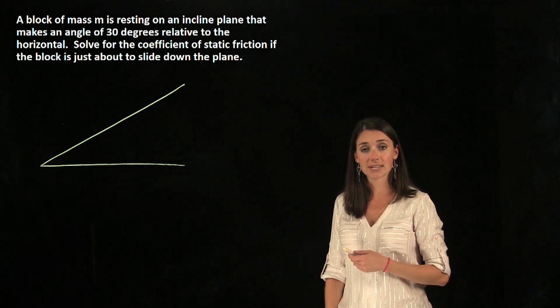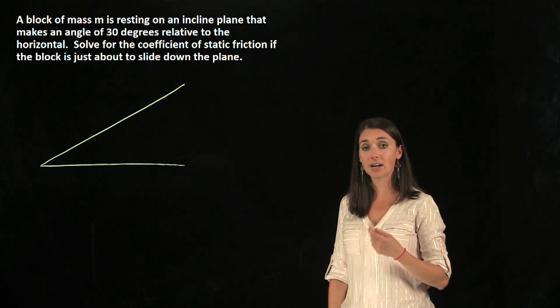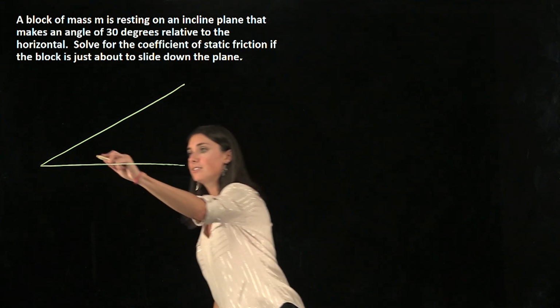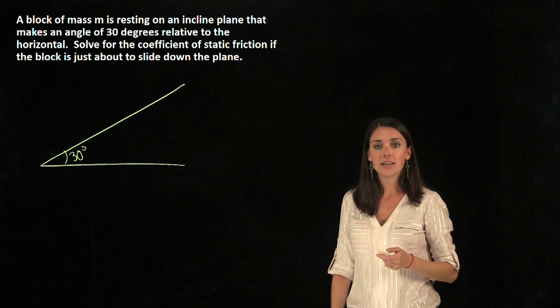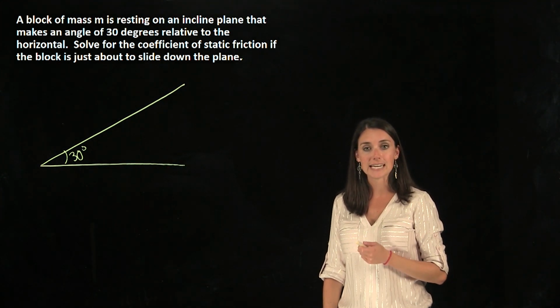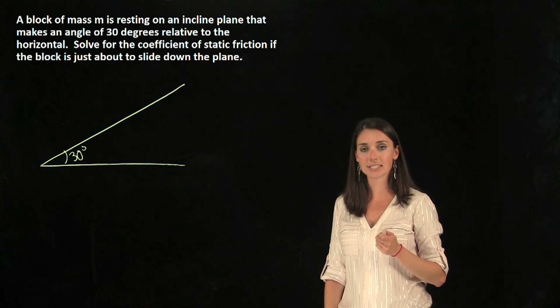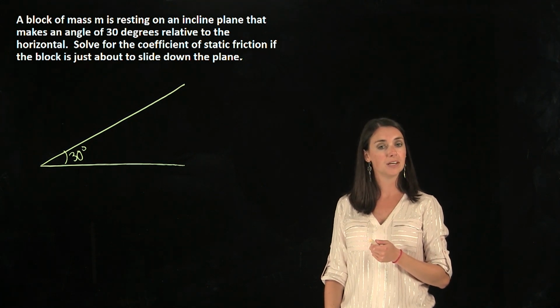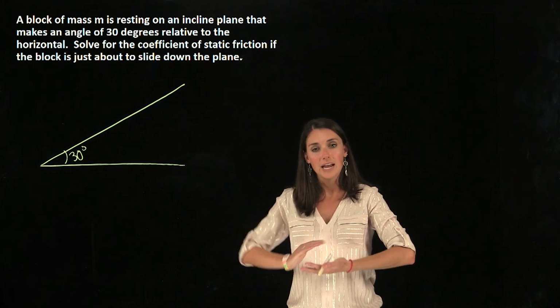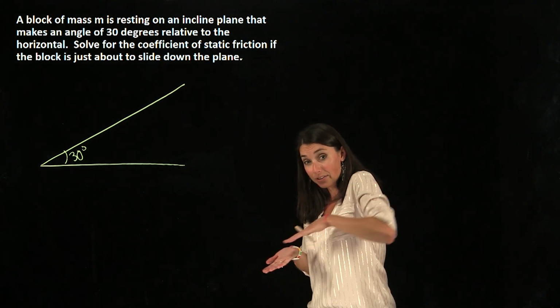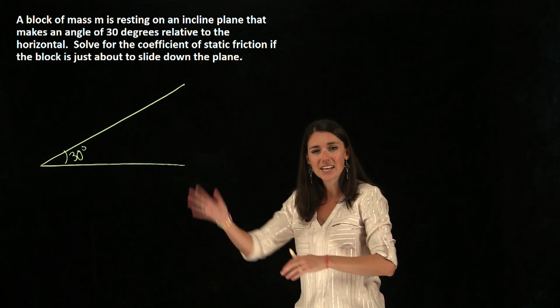A block of mass is resting on an inclined plane. It makes an angle of 30 degrees relative to the horizontal, so I know just how steep this hill is. Solve for the coefficient of static friction if the block is just about to slide down the plane. Imagine taking something on a book and then raising up that book until the object starts to slide. That's kind of what we're doing here.